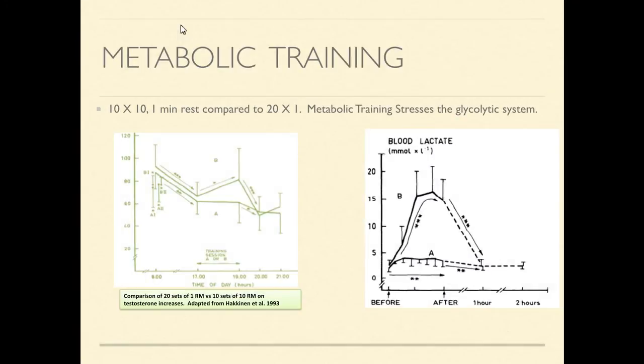Now, how do we optimize that metabolic stress besides blood flow restriction? Häkkinen at Jyväskylä did a study where they did 10 sets of 10RM with 1 minute rest versus 20 sets of 1RM. The 10 by 10 resulted in a huge increase in blood lactate levels, as we see to the right, whereas the 20 sets of 1, which would have low metabolic stress but high mechanical stress, had less.